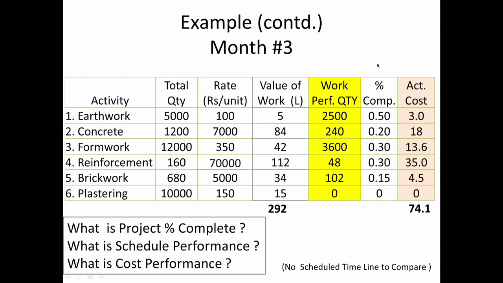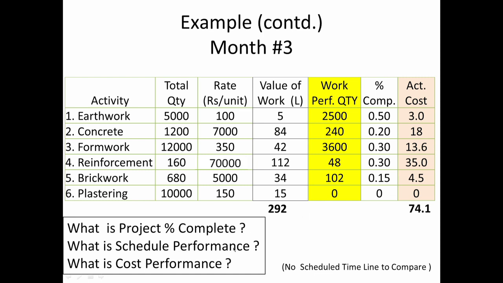So if I am given this kind of update, will I be able to answer these questions? What is the project percentage complete? What is the schedule performance? What is the cost performance? For the first question, I can calculate the percentage complete of all the individual items here. But how would I calculate the project percentage? What is the status of the project today? Based on the information I have here, I am not able to immediately see how to calculate project percentage complete.